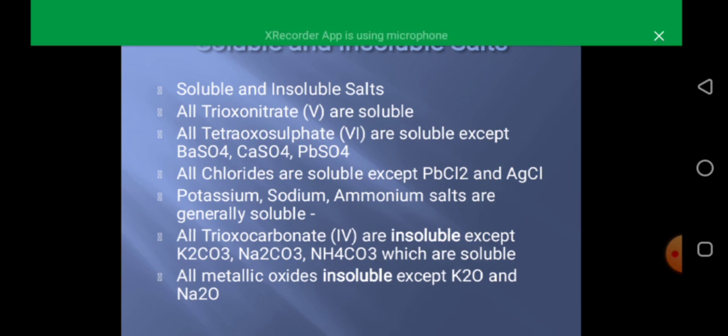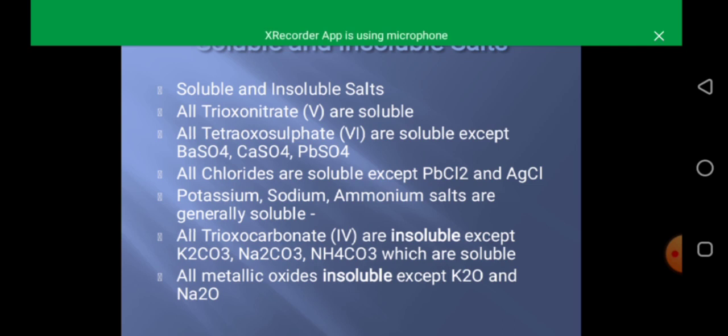All tetraoxosulfates are soluble except barium sulfate, calcium sulfate, and lead sulfate. That means salts of barium, calcium, and lead are insoluble in water. So all chlorides are soluble in water except lead chloride and silver chloride. Potassium, sodium, and ammonium salts are generally soluble.